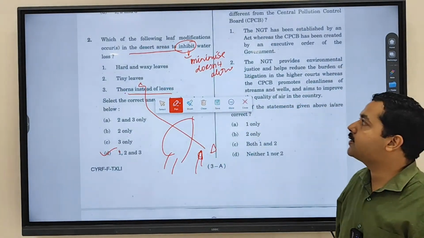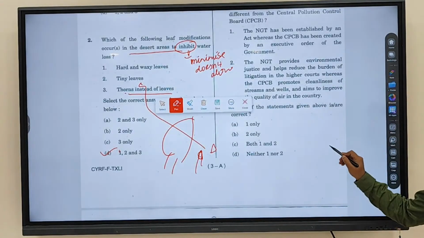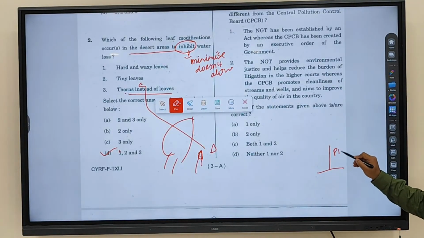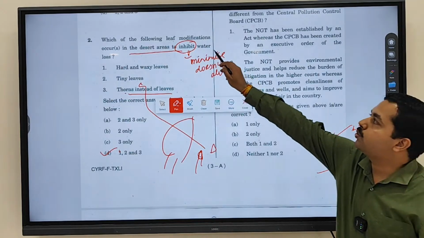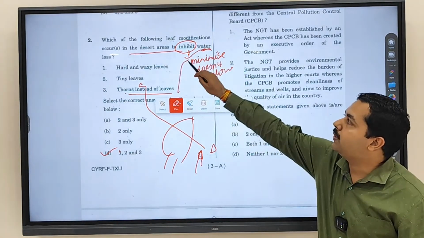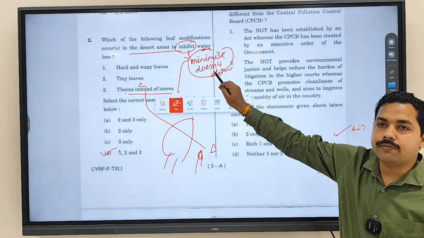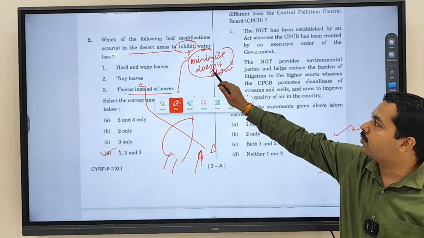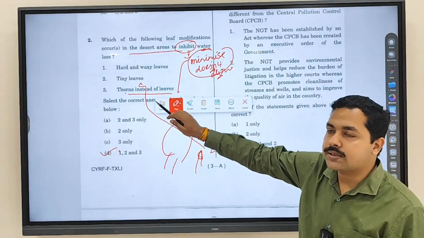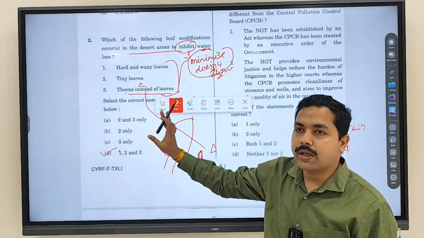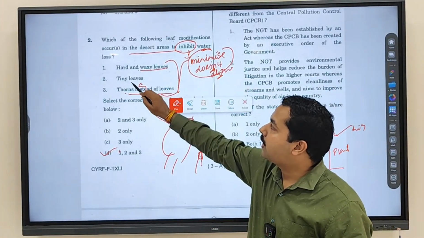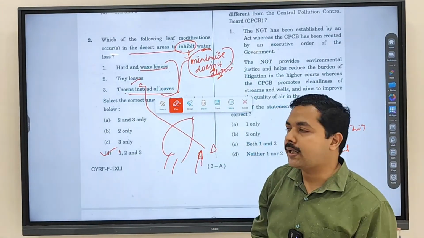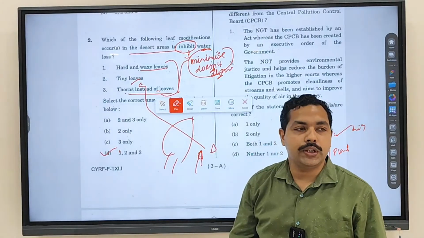So in desert region, what is happening? The plants are surviving, but since high evaporation is there, plants will lose water. So which of the reasons are minimizing the water loss in the desert region? These are the reasons why trees are not losing much water. Either they have hard and waxy leaves, or tiny leaves, or thorns, no leaves.